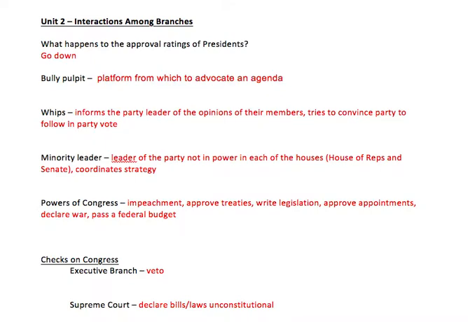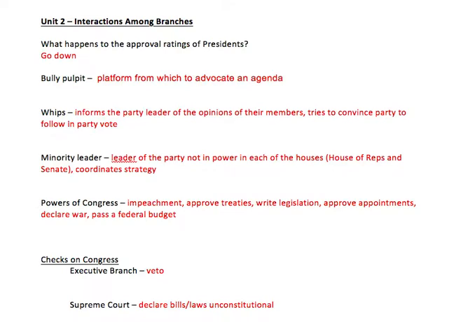Whips are party leaders within each House of Congress. They're trying to get the opinions of the members, trying to convince them to vote one way or the other. Your minority leader is just that, the leader within one of your houses that is not of the majority party.